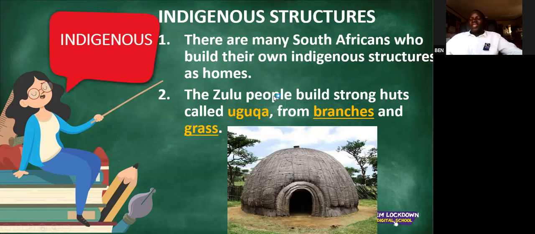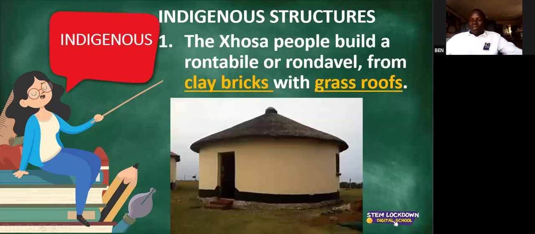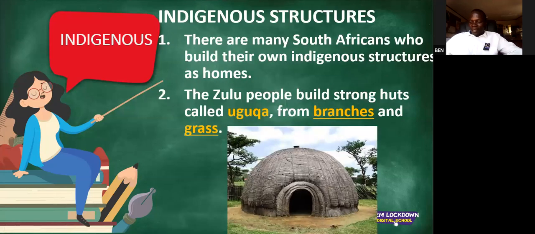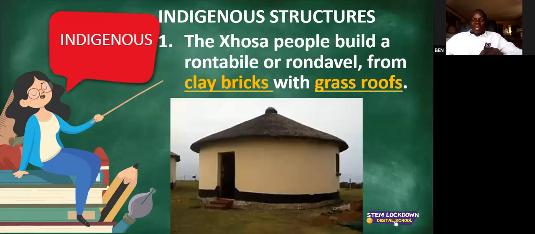So that is the iguqa, built by the Zulu people. I believe that people who live in KZN know this type of building. And some of their parents, even their great-parents, used to live in such houses. And these houses were called iguqa. Now let's move on to the other type of indigenous structure.